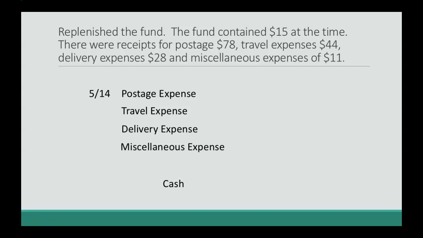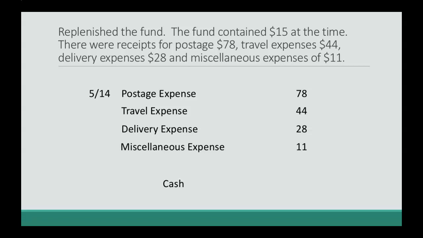Now, let's put in the numbers that we know. Postage, they told us that was $78. So we'll debit postage expense for $78. Travel expenses, well, we know that's $44. Delivery expenses is $28. And miscellaneous expenses is $11.